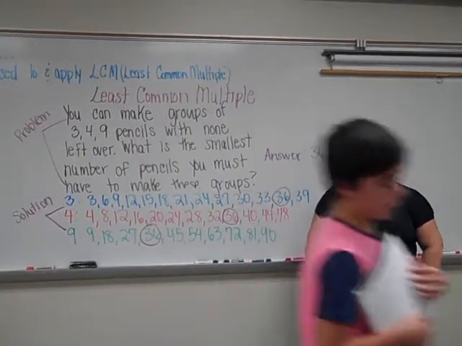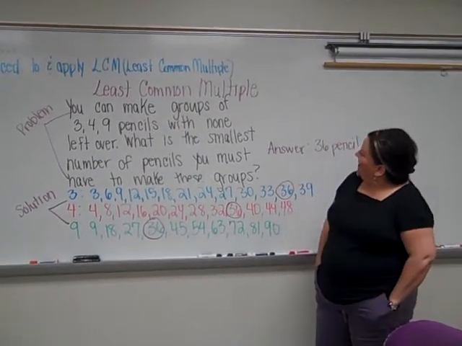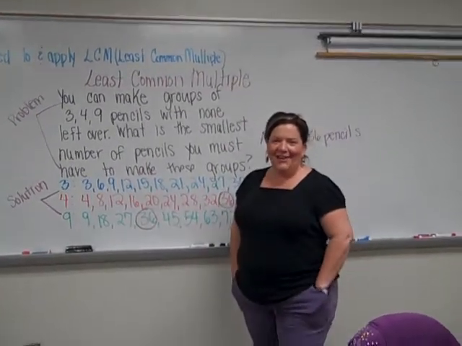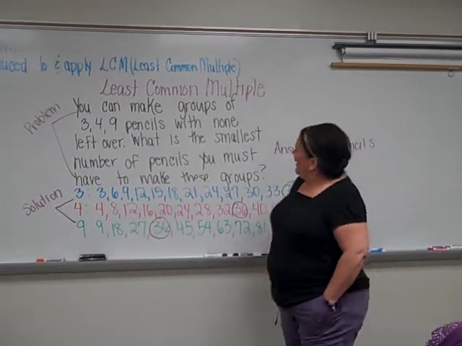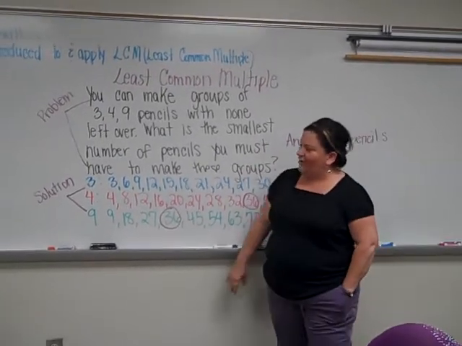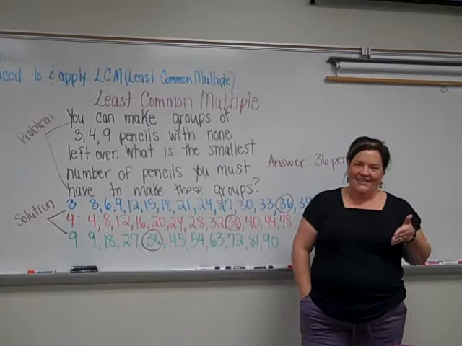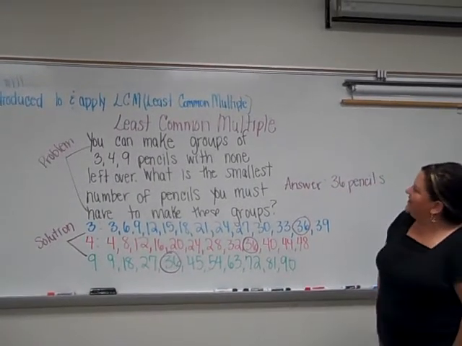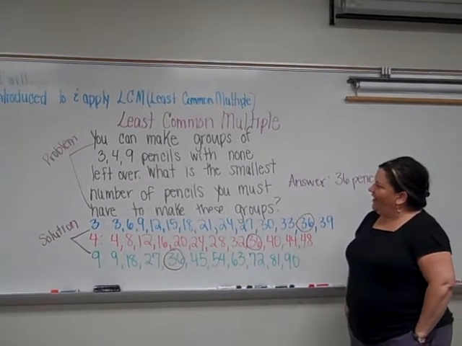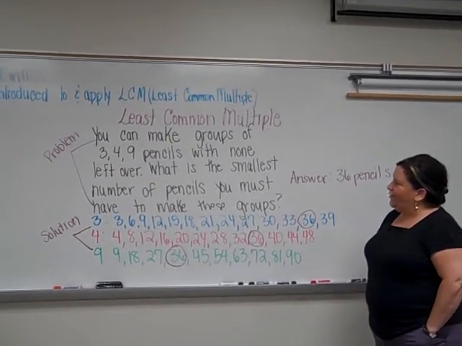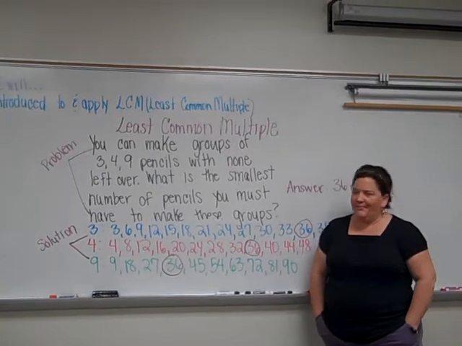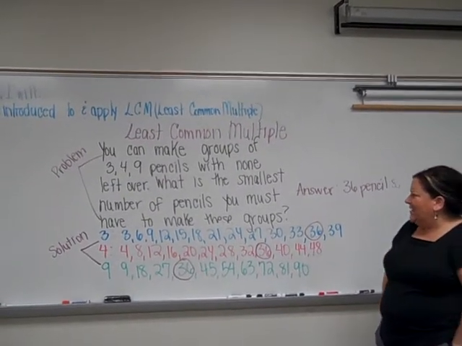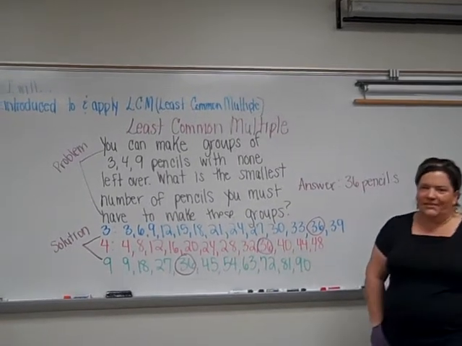Students, we're going to be learning about least common multiple during this video. So here I have a problem, and we're going to apply least common multiple to this problem. The problem states, you can make groups of 3, 4, and 9 pencils with none left over. What is the smallest number of pencils you must have to make these groups?